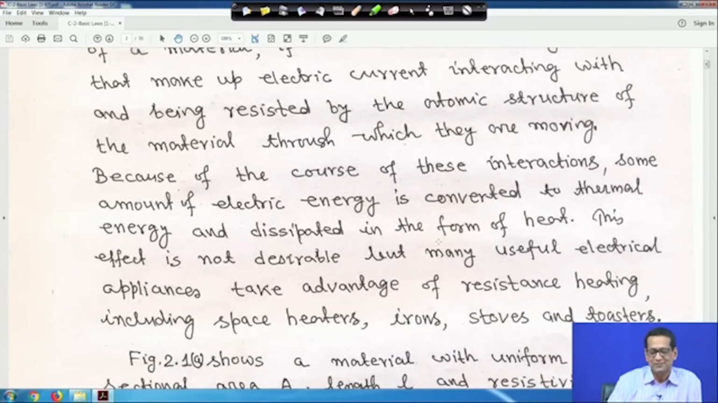This effect is not desirable, but many useful electrical appliances take advantage of resistance heating, including space heaters, iron stoves and toasters. So, this is the effect of resistance.